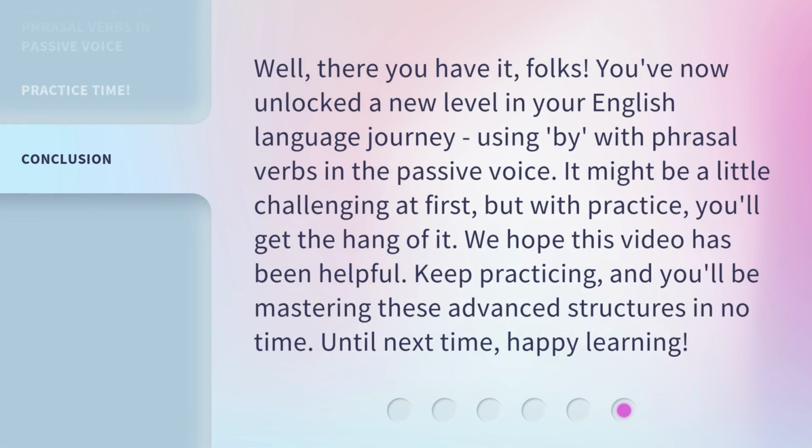Well, there you have it, folks. You've now unlocked a new level in your English language journey: using "by" with phrasal verbs in the passive voice. It might be a little challenging at first, but with practice, you'll get the hang of it.